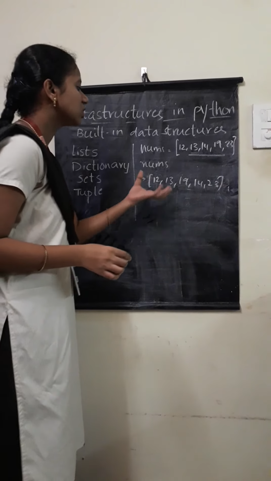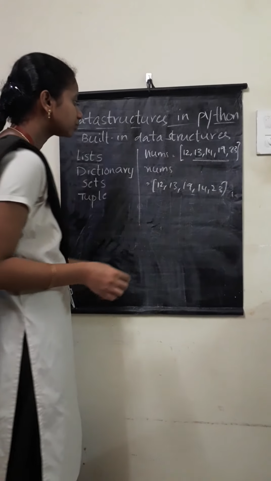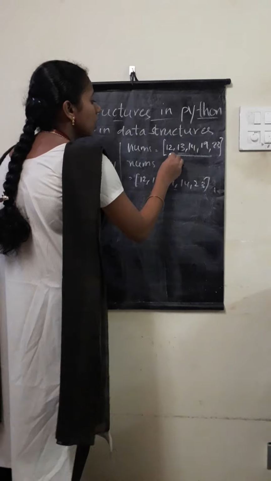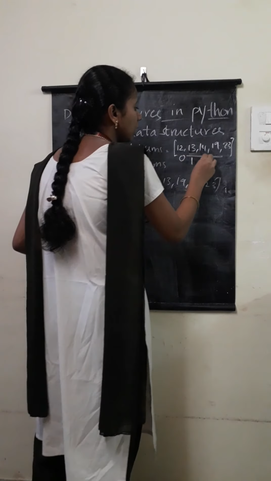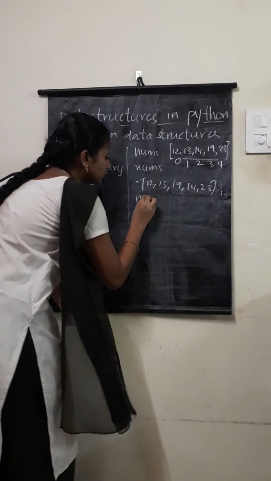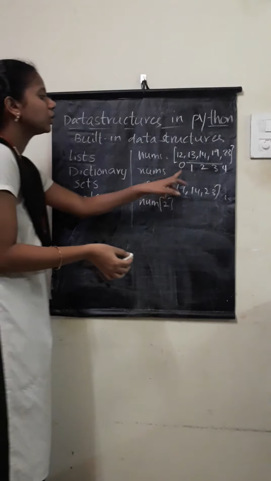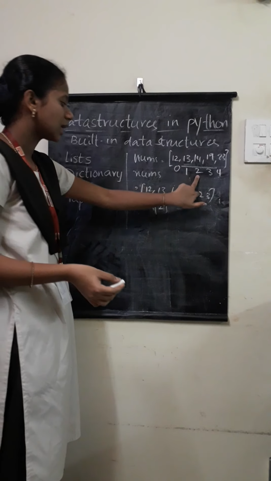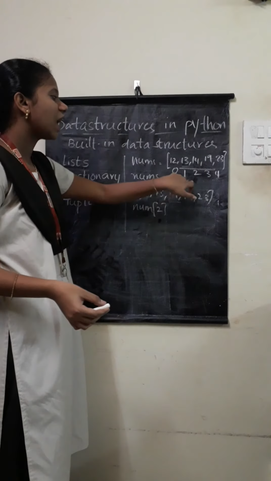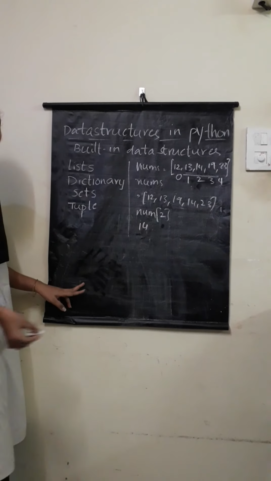And by using the index also we can find the integer in the list. Suppose the index values are 0, 1, 2, 3, 4. Now nums of 2, if we enter it, will give the value at index 2. It is 14. It gives us the output as 14.